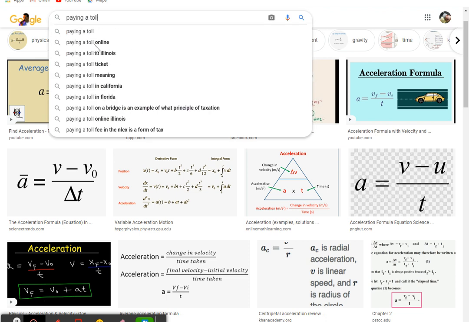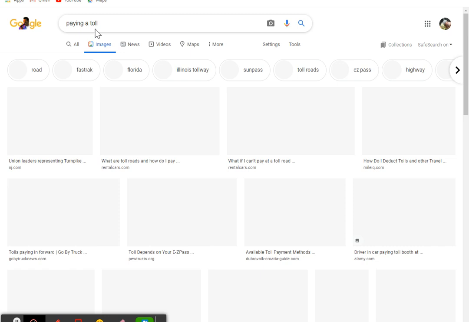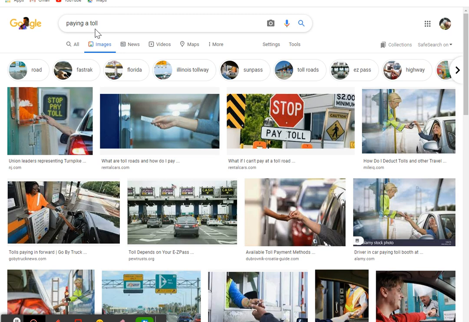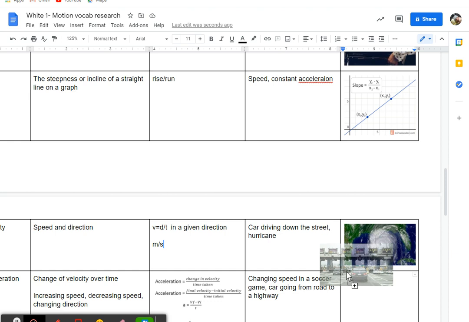Paying a toll. So on a highway, you have to stop to pay the toll. So you're changing how fast you're going. So slowing down is accelerating, and then speeding back up again is accelerating. So just to give you guys another example.